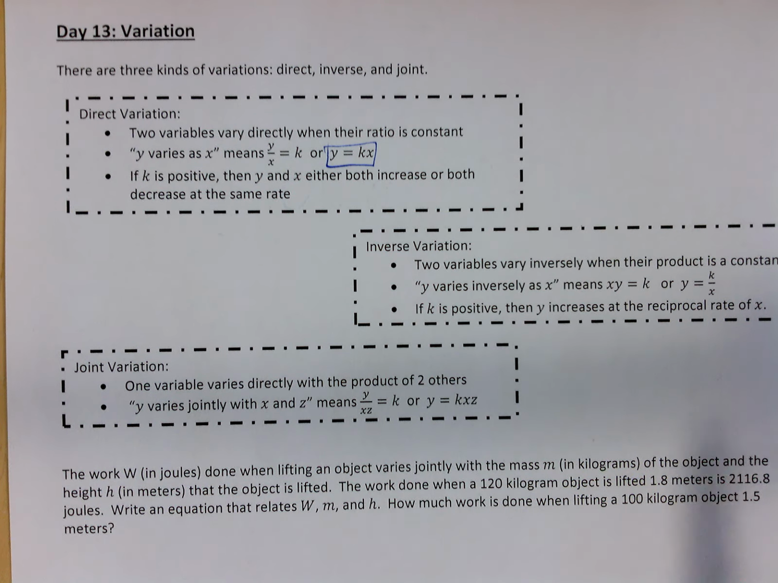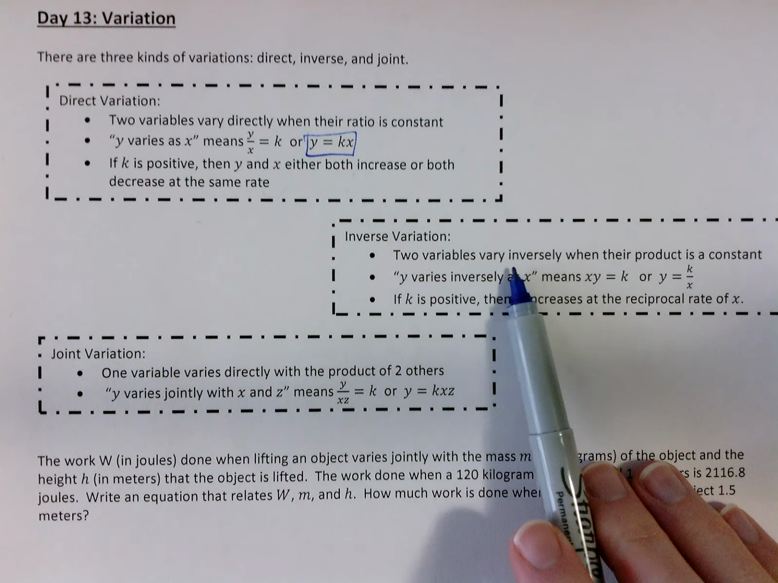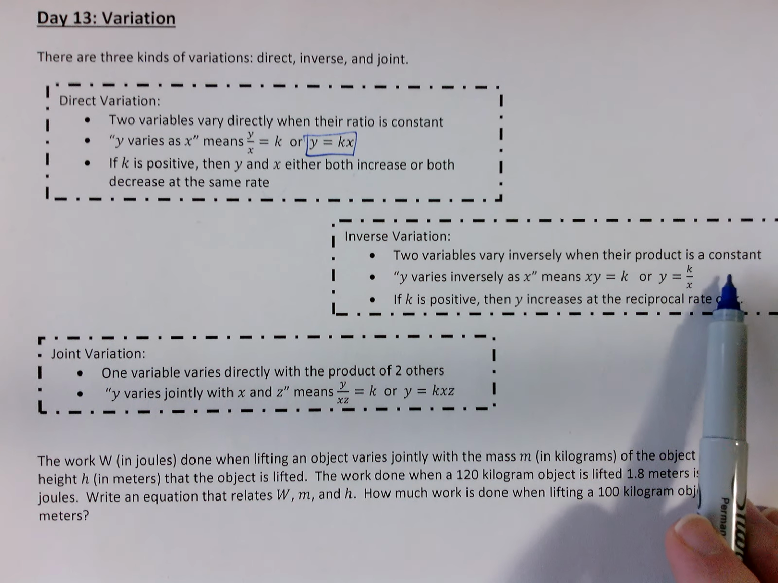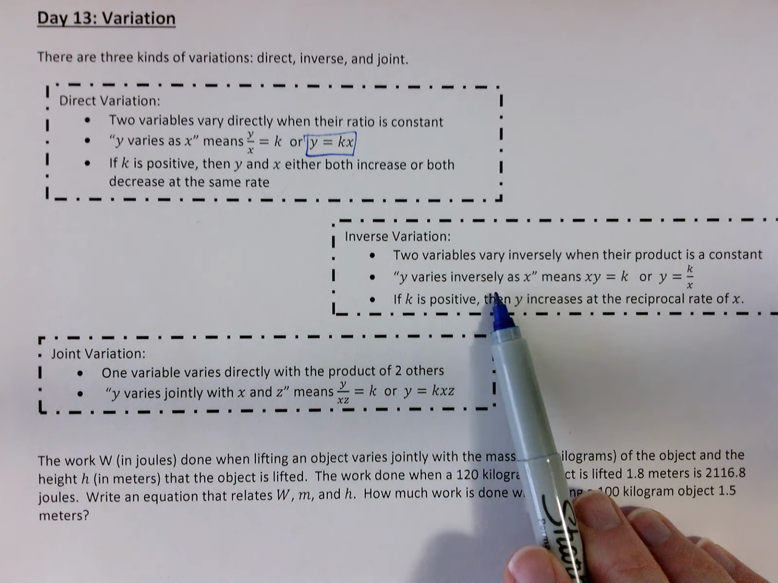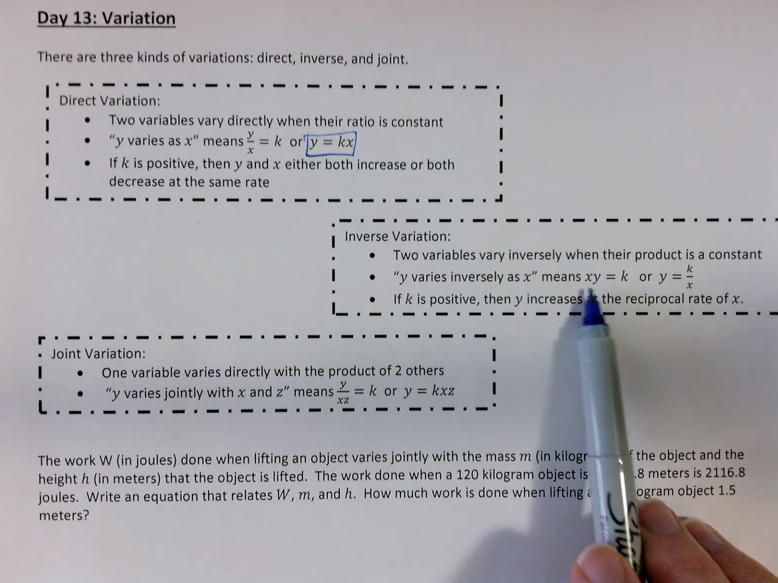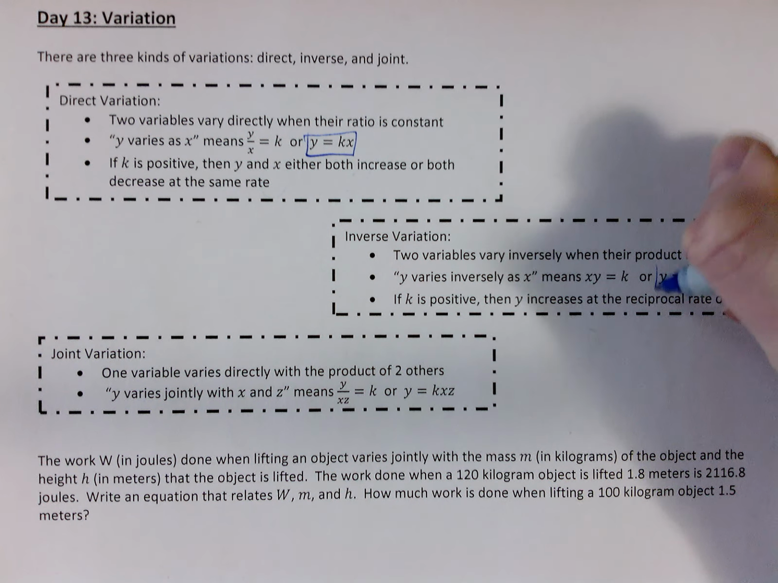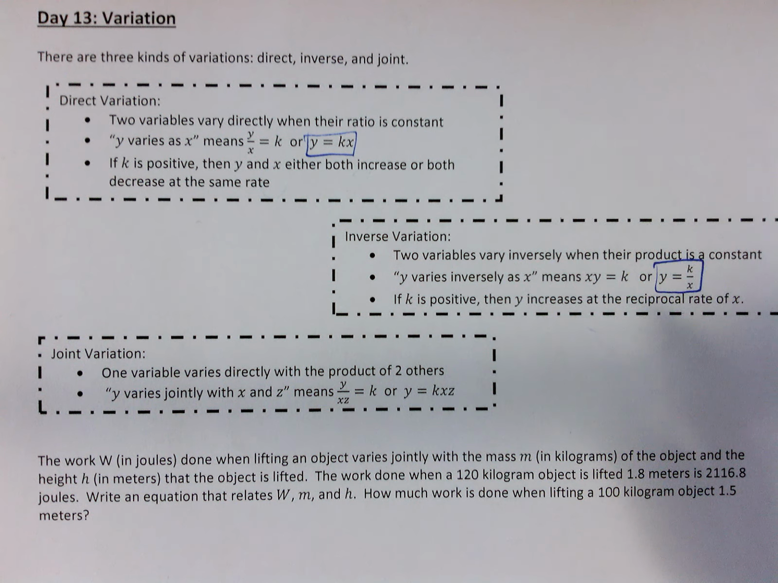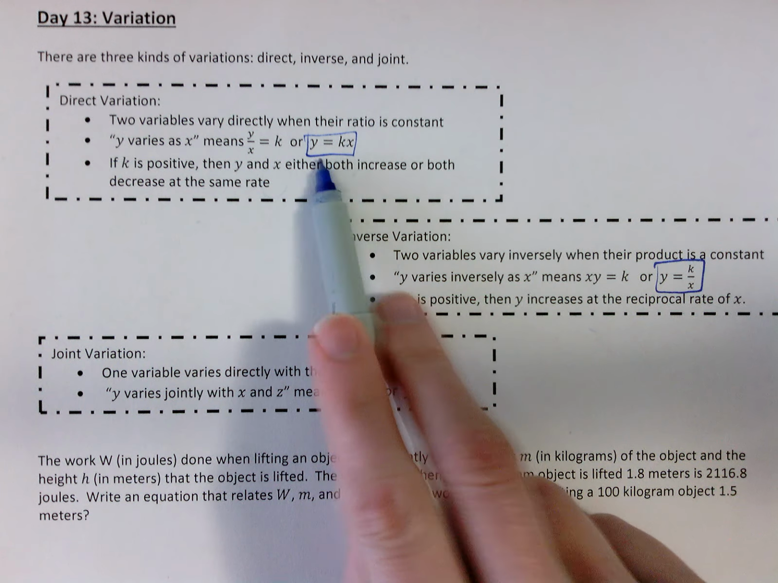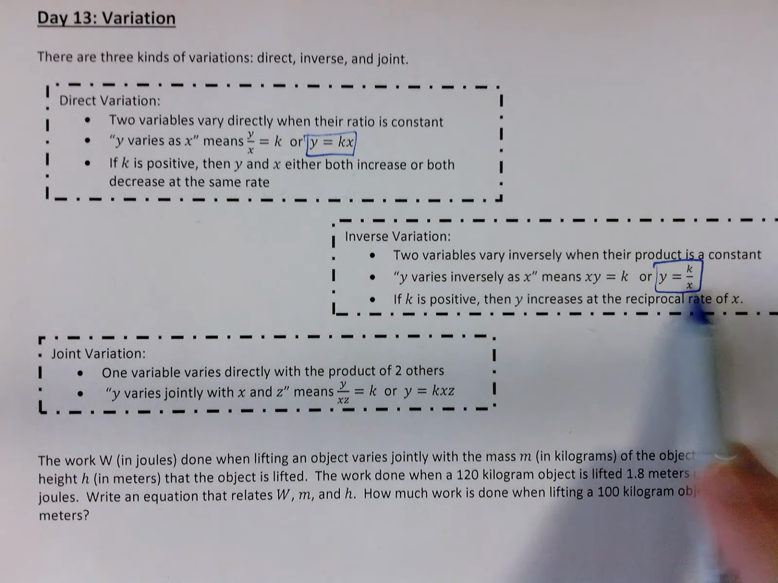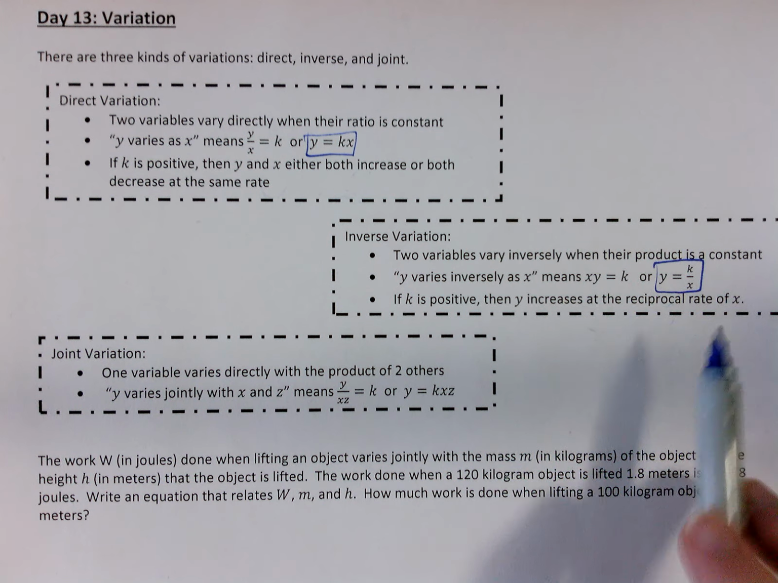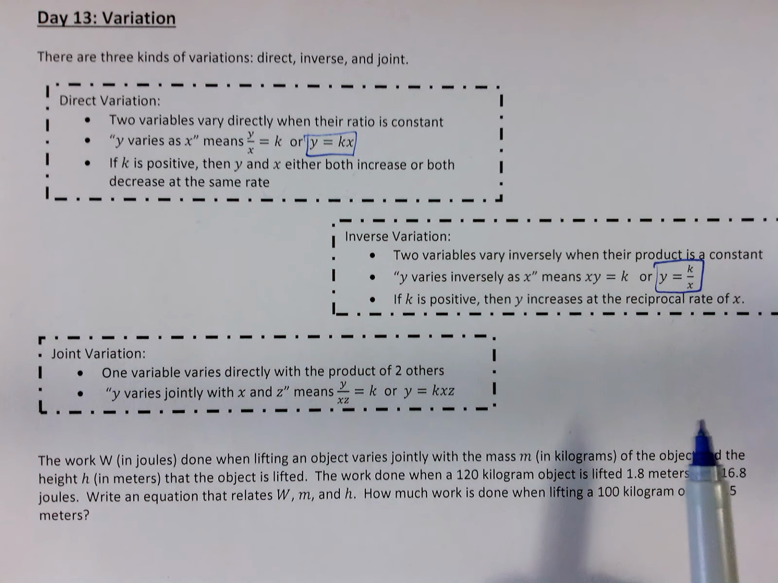Then we have inverse variation. Two variables vary inversely if their product is constant. So y varies inversely as x means that if you multiply the two of them, you get k. Or, and again this is the equation that I use, you take this number k and divide it by your x value, and that's how you get your y. Just for my brain, this makes more sense for direct, and this makes more sense for inverse, even though they're not technically the definition.